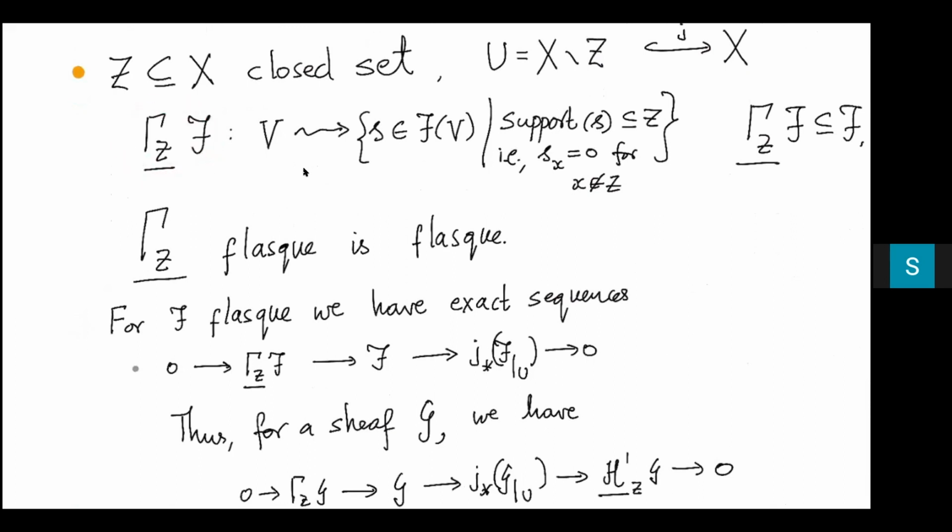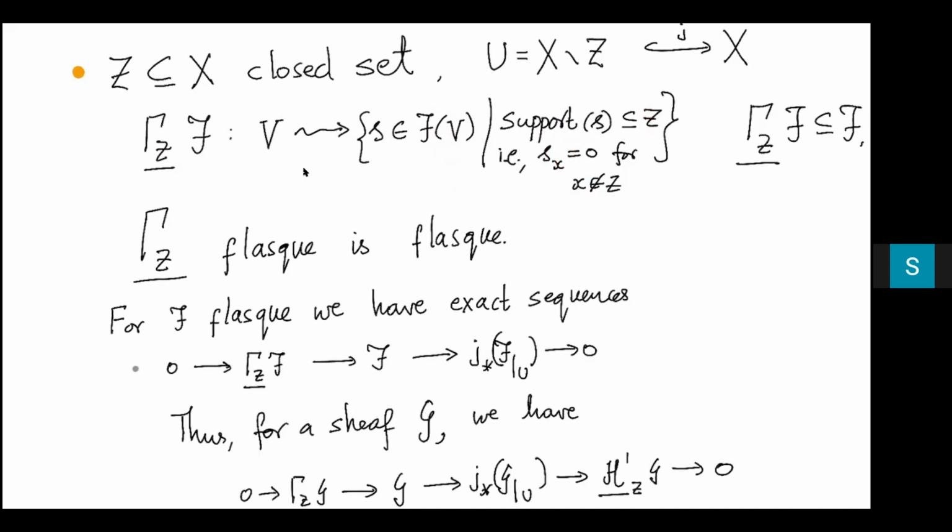So this is just saying that for any V, instead of looking at all the sections of F over V, you look at only those sections whose support is inside the closed set Z. And let me remind you, that just means the stalk of s at x is 0. So take the image of s in the stalk. There's a natural map from F(V) to the stalk, and the image of s there should be 0 for x not in Z. So if at all it is non-zero anywhere, those points lie in Z only.